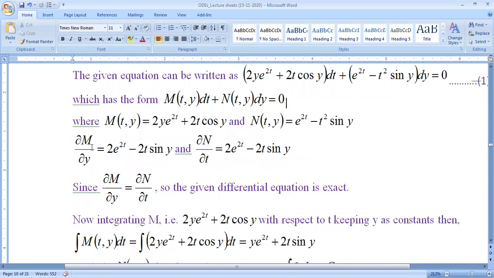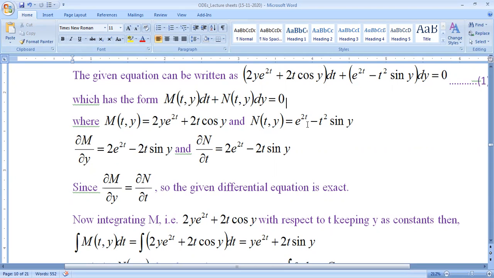Now taking the partial derivative of M with respect to y. Here t will be constant when we partially differentiate M with respect to y. So e to the power 2t is a constant, and the derivative of y is 1. So we get 2e^(2t), and 2t is constant, and the derivative of cos y is minus sin y. This is the partial derivative of M with respect to y.